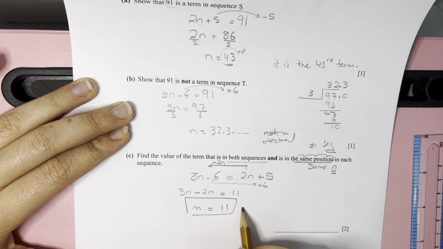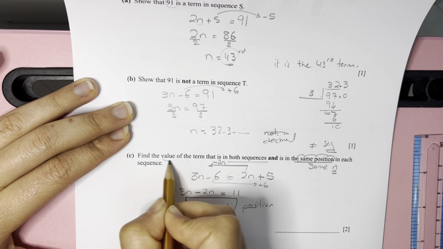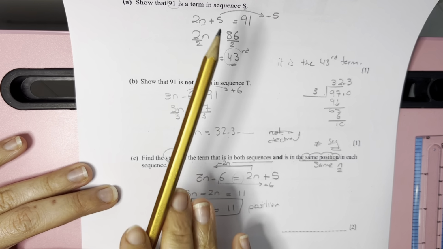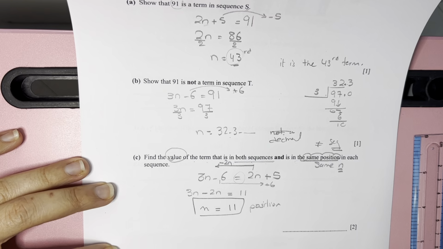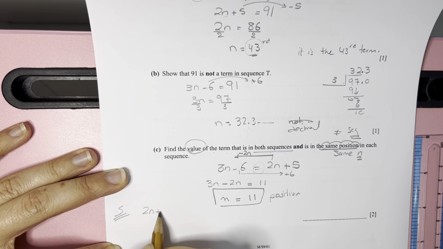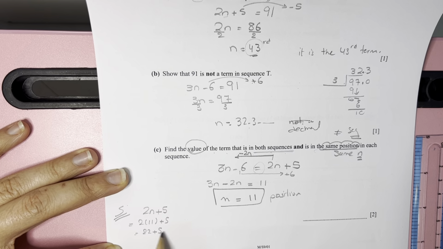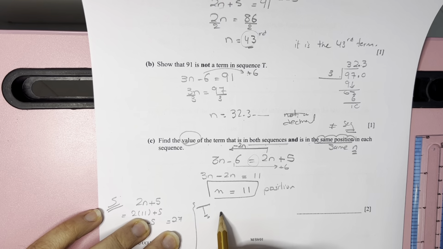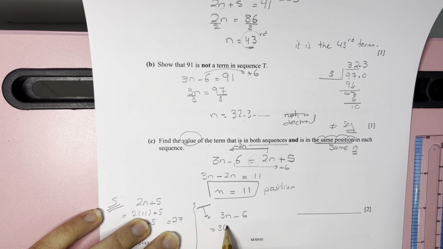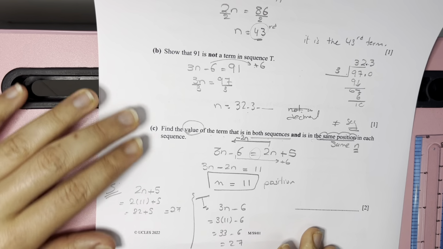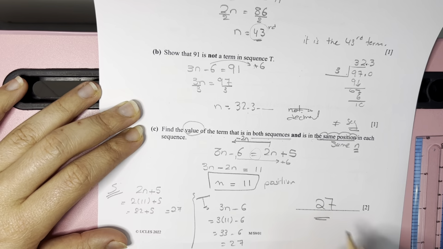No, this is the position, not the value. Take care of this. So I should substitute back in the sequence of S or T. Both of them will give me the same number. Okay, the sequence of S, for example, 2n plus 5, 2 multiply 11 plus 5, 22 plus 5 equal 27. Let's try T to check. 3n minus 6 equal 3 multiply 11 minus 6, 33 minus 6 equal 27. So the term is 27.